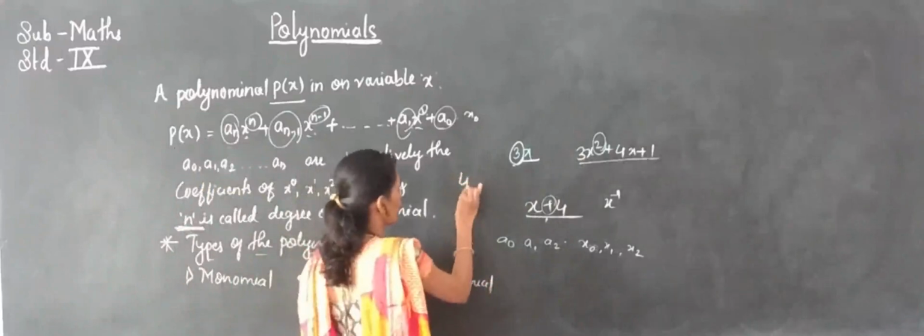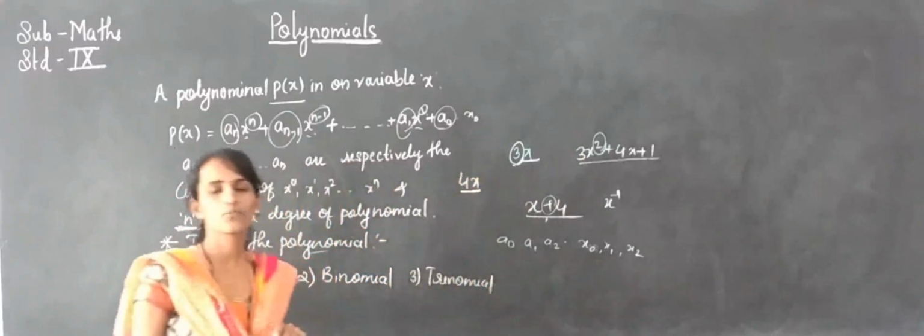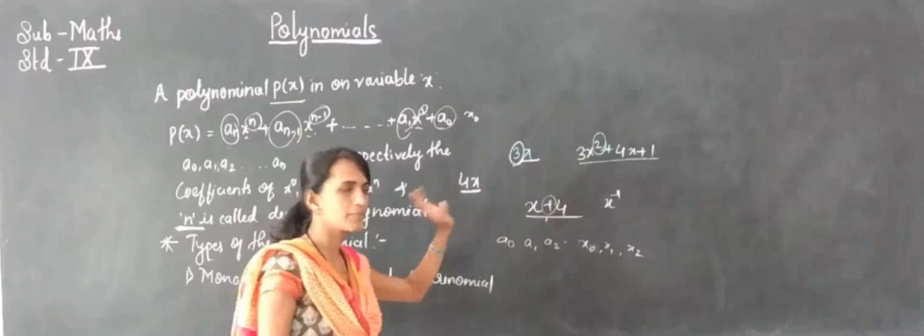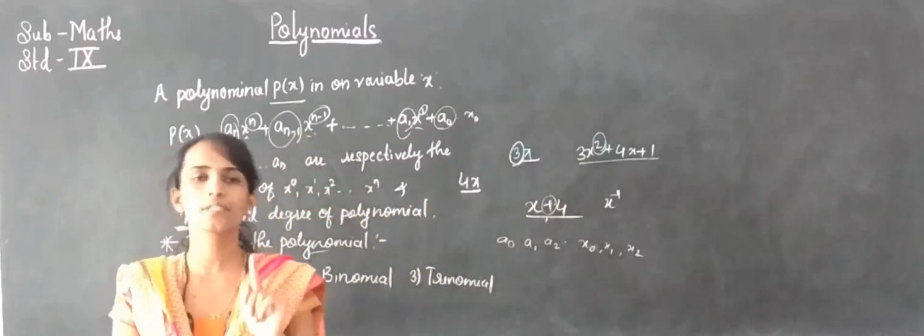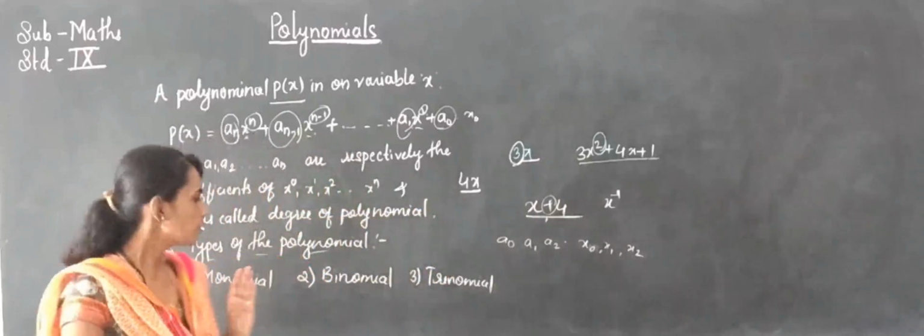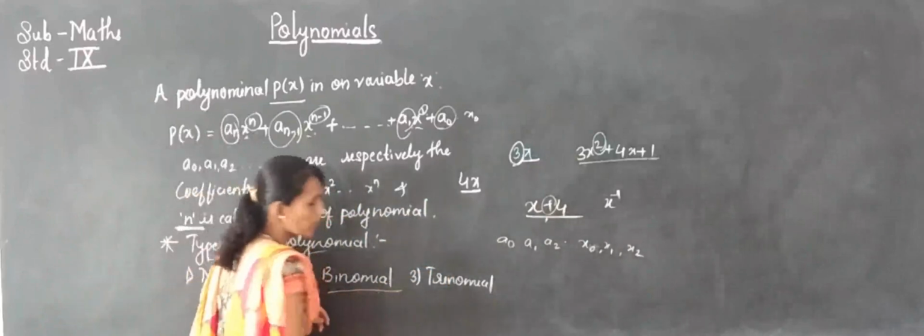For example, 4x. So this is a monomial. Only a single term, only one term, is called a monomial. So the next one is the binomial. So what is a binomial?